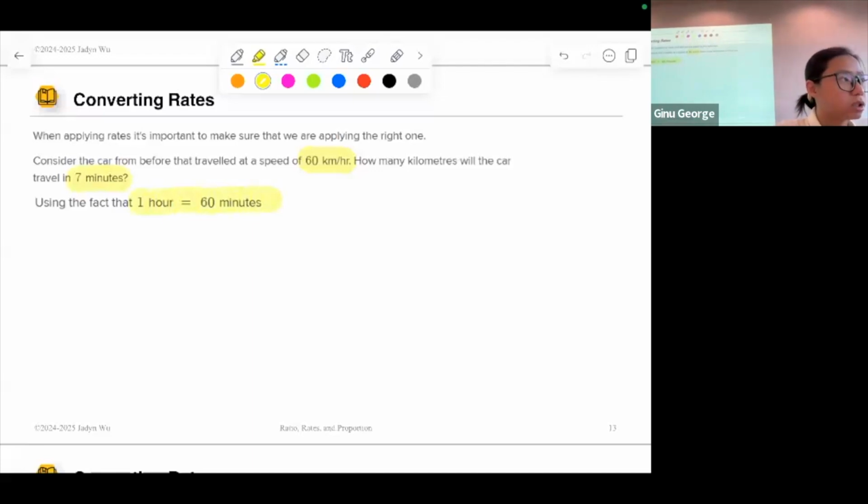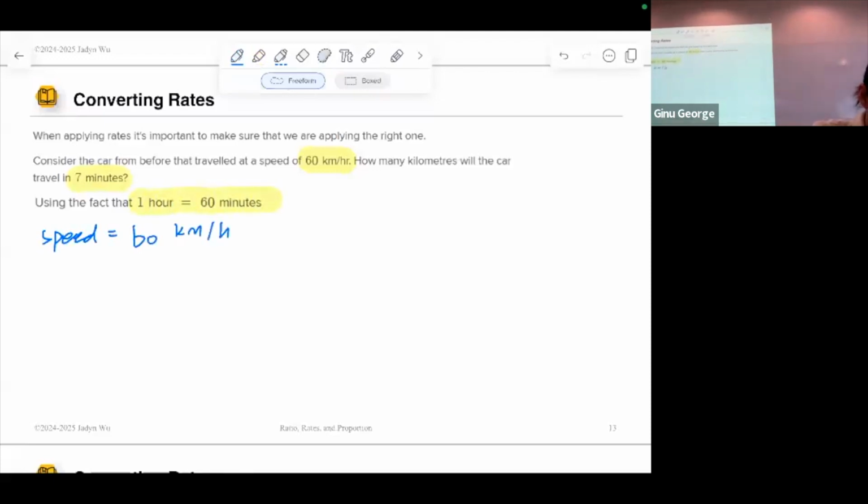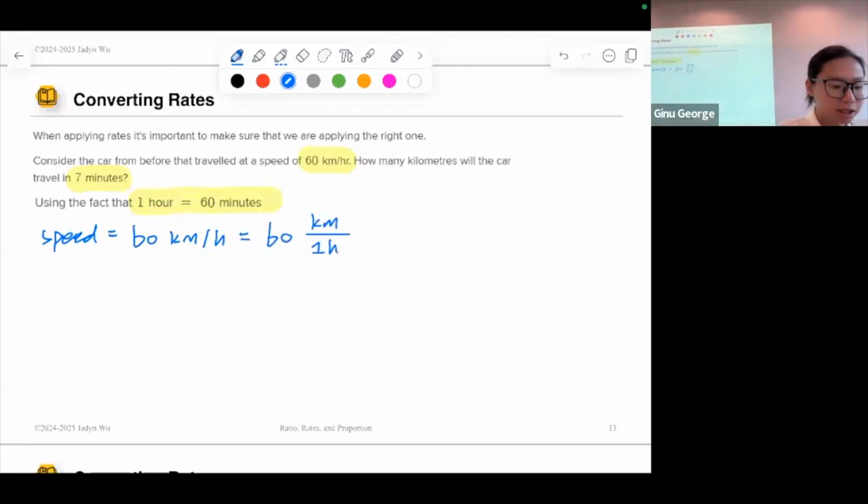Any questions here? I would know that there's 60 minutes in an hour. So after knowing that, we can list an equation where we first have the speed equals 60 kilometers per hour. Oopsie, I want to change this. It's nicer. Now I can change it to 60 kilometers per an hour. It literally means the same thing here.